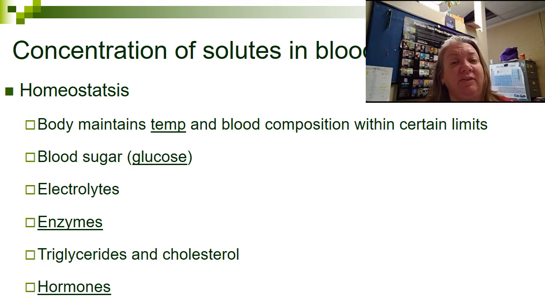So some different things that we can look at: blood sugar, or the glucose in your blood. So if you have too much, where your body can't regulate that glucose, you can become diabetic. But it also is a problem if you have too little, and that means that you're hypoglycemic.